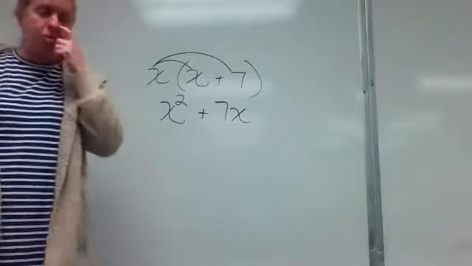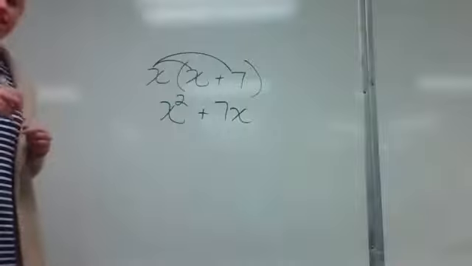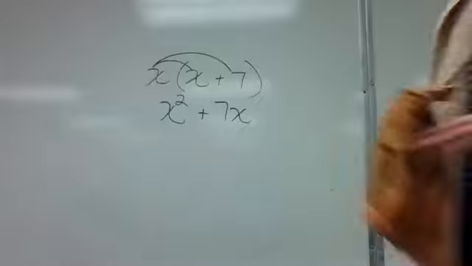Okay? The first thing that we're going to cover here is going to be called the greatest common factor. So that's going to be our first type of factoring.